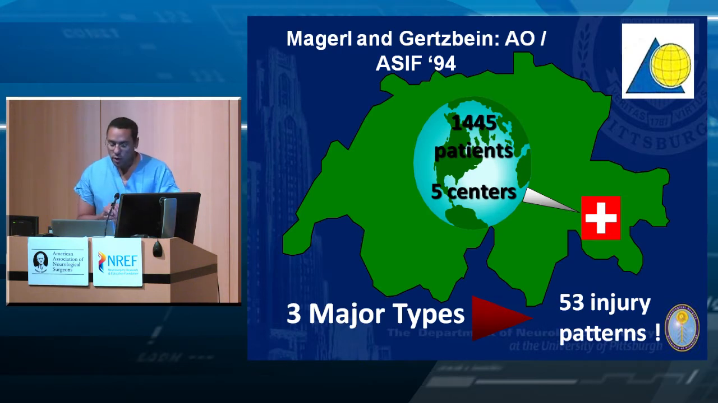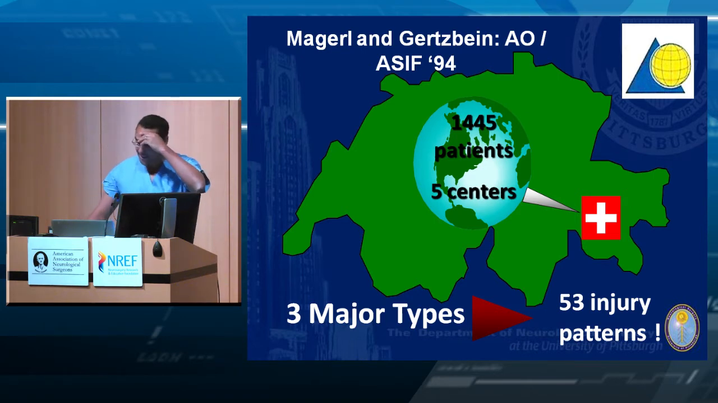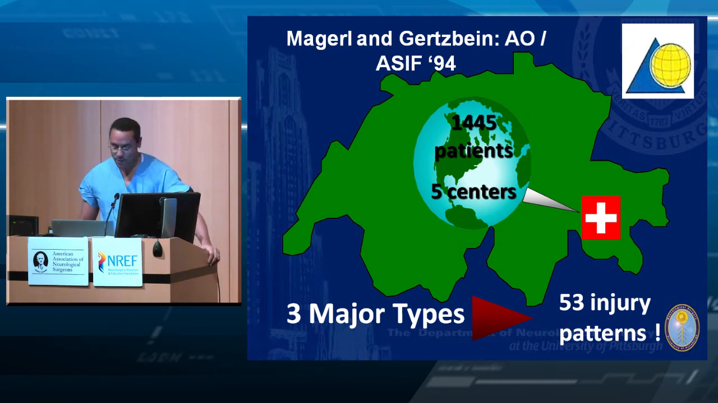Okay, so who's familiar with the AO classification? Anyone? Who can name all 53 AO subtypes? Eric Woodard can. That's fantastic. Anyone else? Anyone else even willing to try? Okay. So the AO classification has been around for 20 years now.